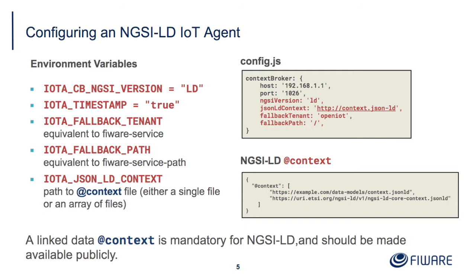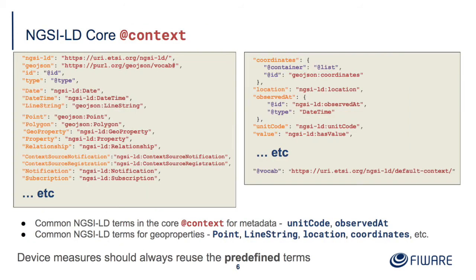Typically, you would have a context which consists of the core context, which is the URI etc org core context JSON, plus your own stuff. Now, the core context is common. This defines how NGSI works in linked data syntax, but the other one is entirely up to you.